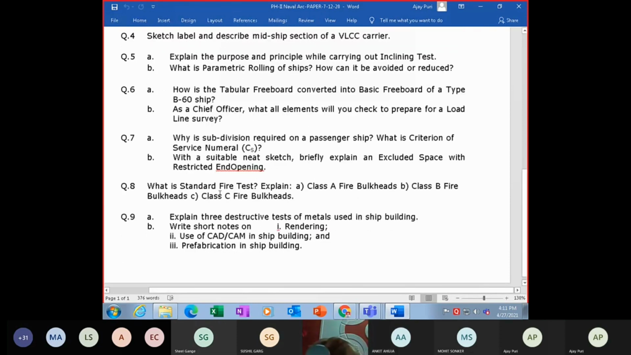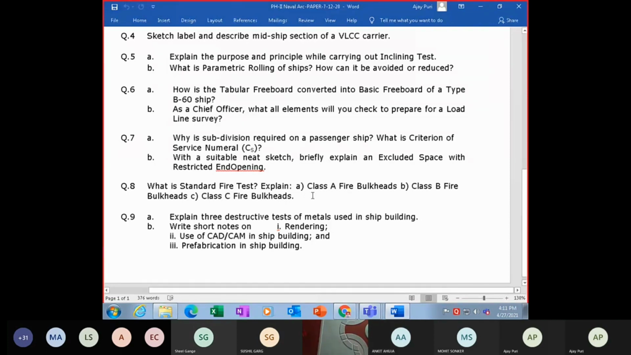8. So this is a 25-mark question where your standard fire test, all will be 6 marks. Standard fire test, A class bulkhead, B class bulkhead, C class bulkhead, all 6 marks each. This might be 7 marks because it is 25 marks. So accordingly, write about it.